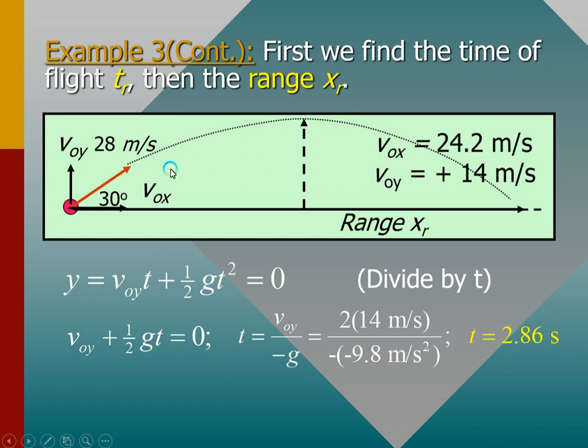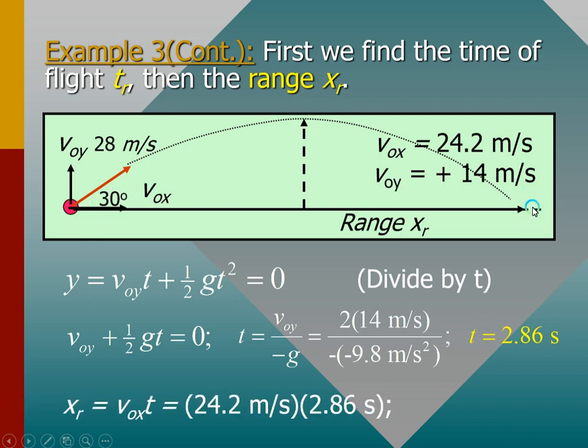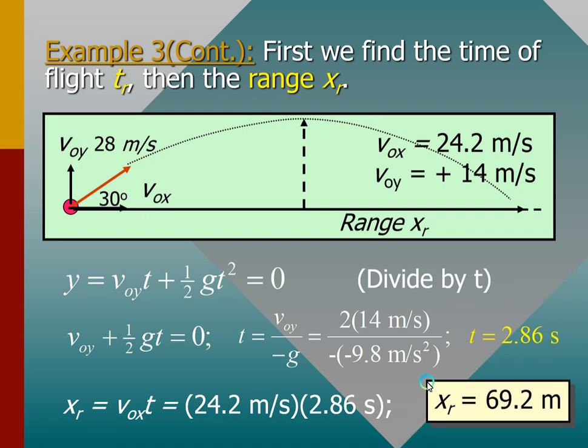So that is the time it takes from here to there, and that is what we will use for the range value. When we talk about range, it is just x. The x component does not change, so we multiply Vox by the time. So Vox times time is equal to 24.2 meters per second multiplied by the time we got, which is 2.86 seconds. So that will be equal to 69.2 meters.